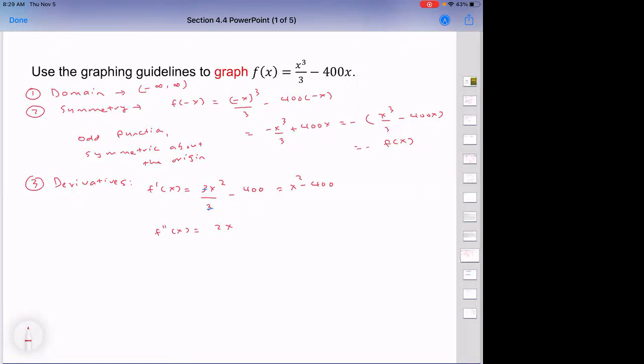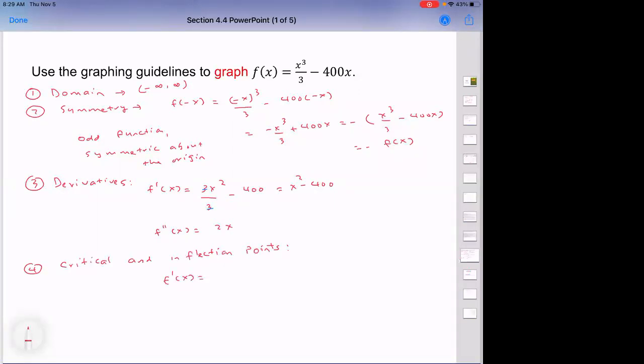Are you following me? Yep. Good. Now we have the domain, and we have the symmetry: it is an odd function, so it is symmetric about the origin. Now we have the derivatives. The fourth step is to find the critical and inflection points. Okay, I'll define critical points first.